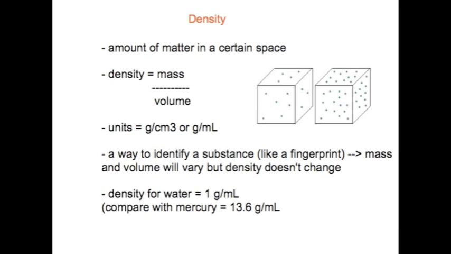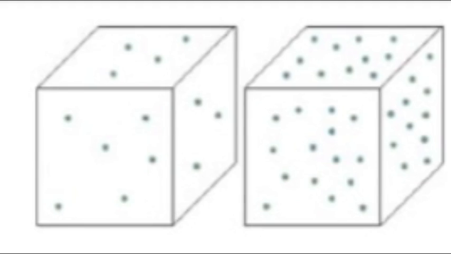Density is a way to identify a substance. It's kind of like a fingerprint. Mass and volume will vary, but the density doesn't ever change. For example, the density of water will always be 1.